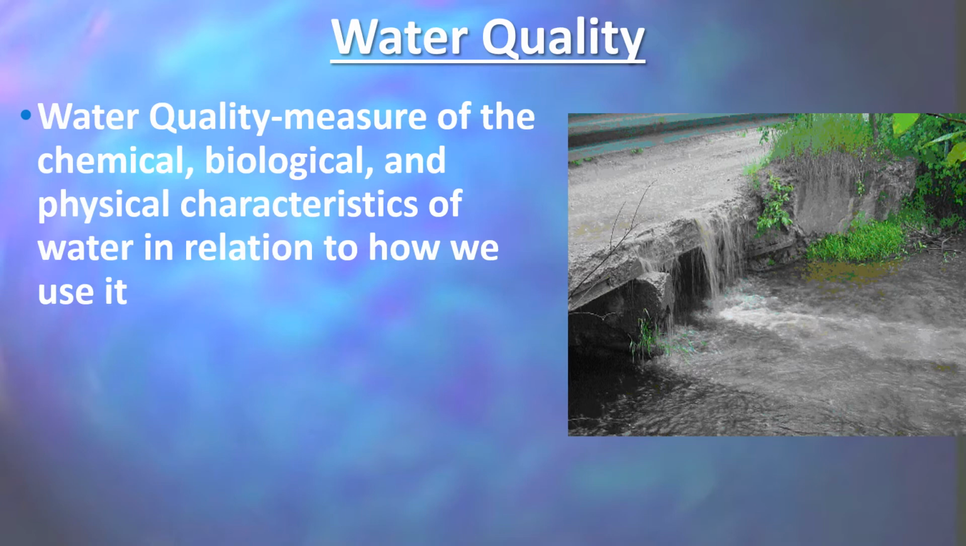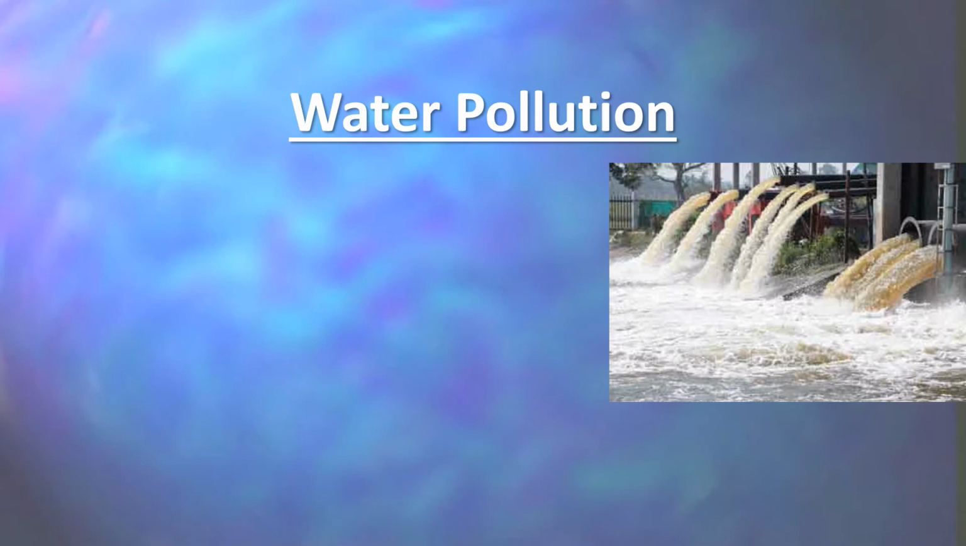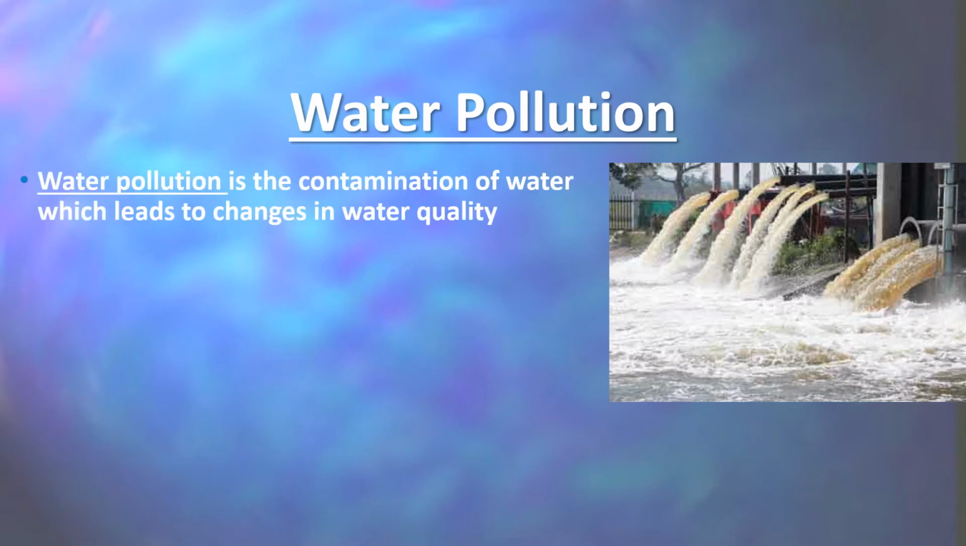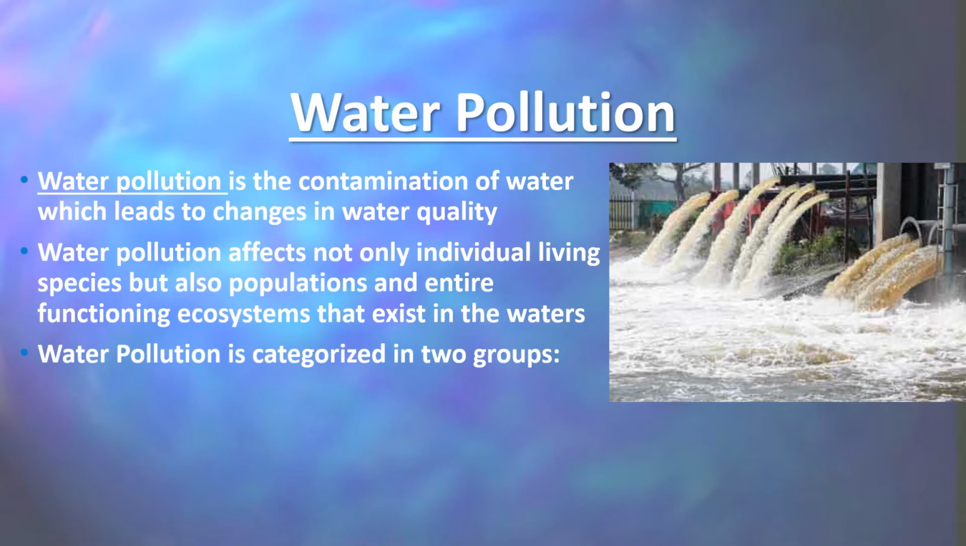What is water quality? Water quality is the measure of the chemical, biological, and physical characteristics of water and in relation to how we use it. Water quality is affected by many factors, including soil erosion and sedimentation and pollution. Water pollution is the contamination of water which leads to changes in the water quality. Water pollution affects not only individual living species, but entire populations and ecosystems that exist in the waters.